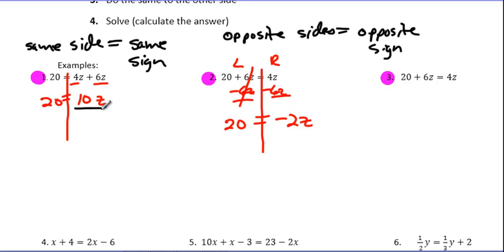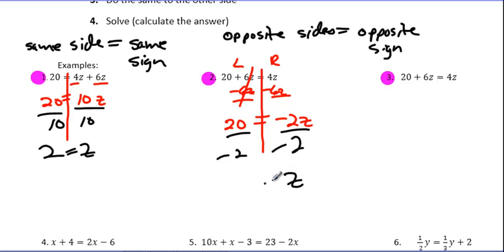Solving is still the same. I'm going to divide both sides by 10. I end up with z equal to 2. Over here, divide both sides by negative 2, and we get z equals negative 10. Obviously, you see that we have very different answers because these are very different problems. So be careful with these. Make sure you take the time to look and see where those variables are.